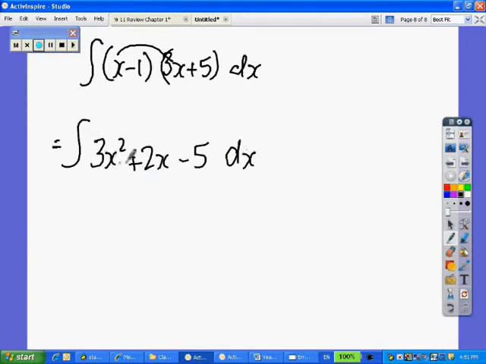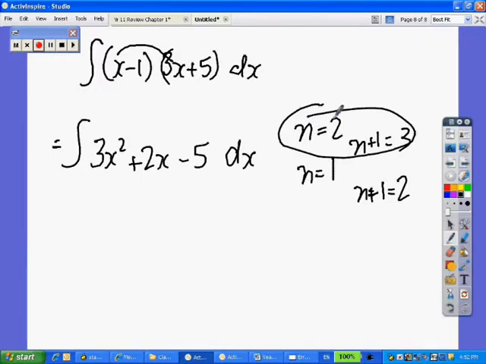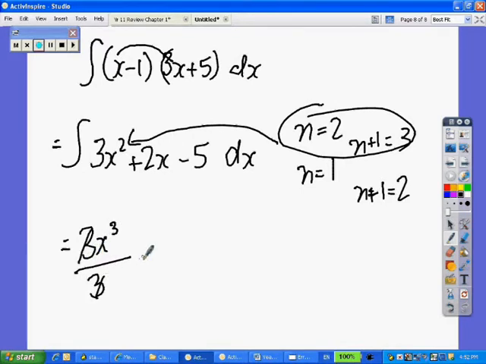Now I can integrate this because I know what I'm doing. In the first one, n is going to be 2, and in the second, n is equal to 1. So I need to use n plus 1 is equal to 3, and in the second case, n plus 1 is equal to 2. For the first case, I take 3x to the n plus 1, which is 3, divided by n plus 1, which is 3. So these two cancel out, and I just get x cubed.